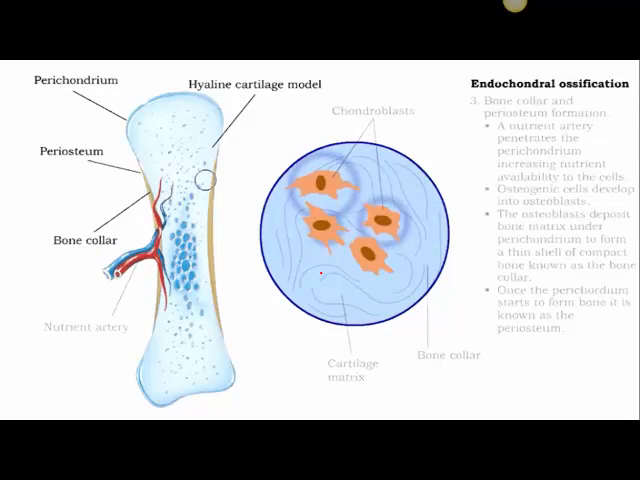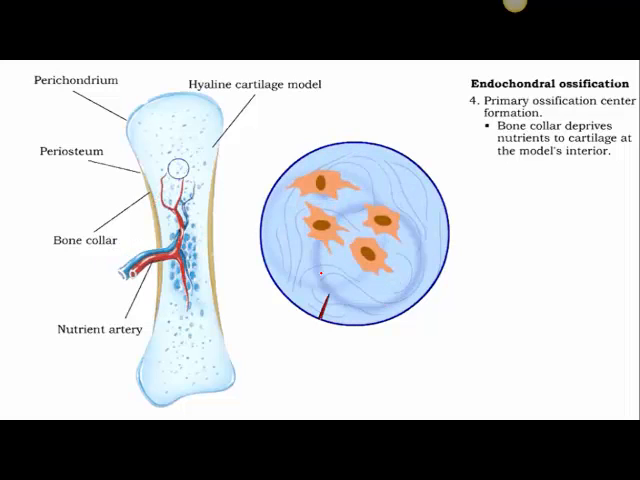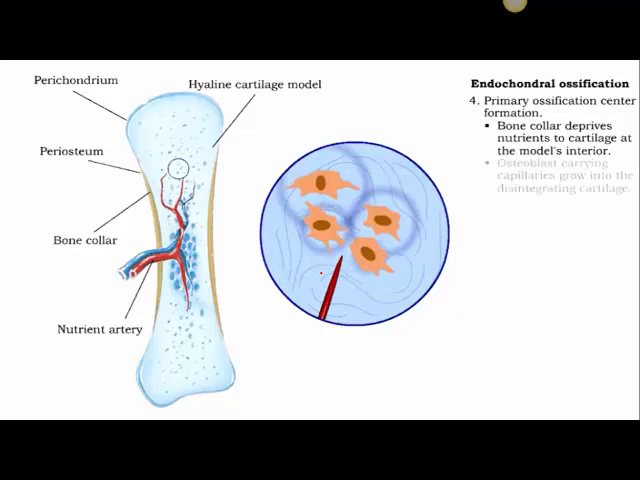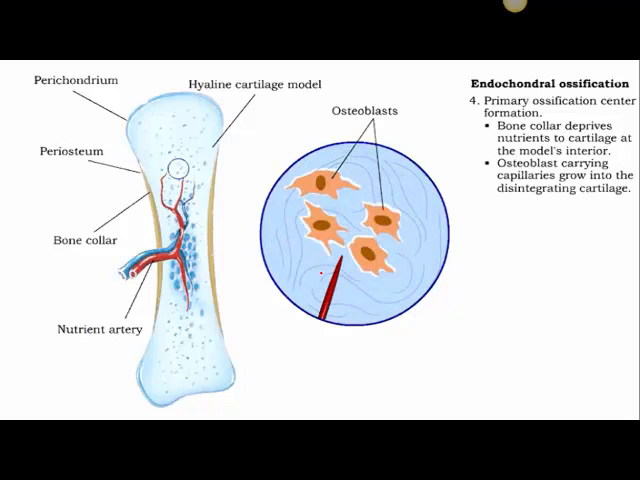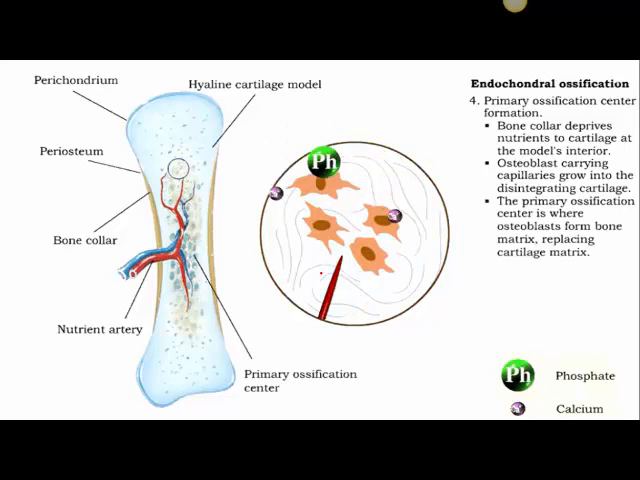The bone collar reduces diffusion to the cartilage inside the model, depriving it of nutrients. Capillaries grow into the disintegrating cartilage, delivering osteoblasts. The new growth forms a primary ossification center, an area where bone tissue will replace most of the cartilage.